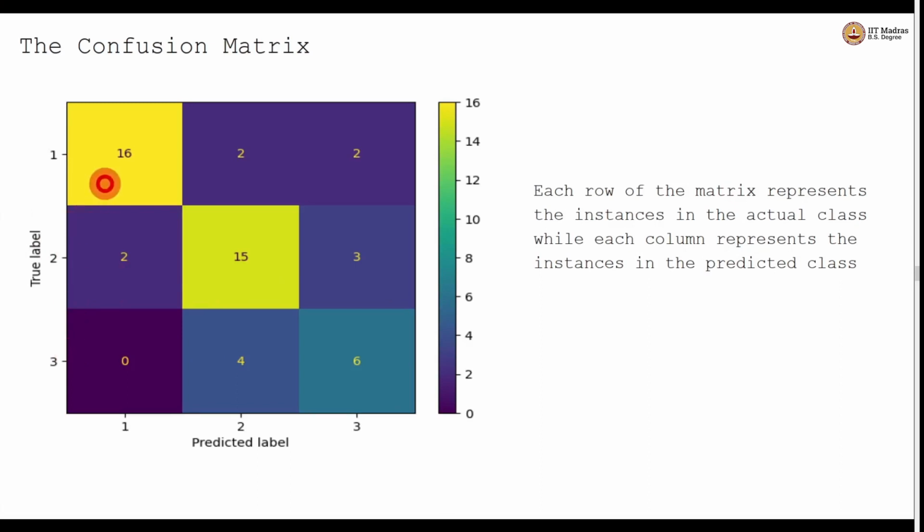So just like how we have understood for 1, we can also understand the other ones, that is the middle one here. The true label is 2 and the predicted label is also 2. So we have 15 such instances, and 5 instances for 2 were misclassified either as 1 or as 3.